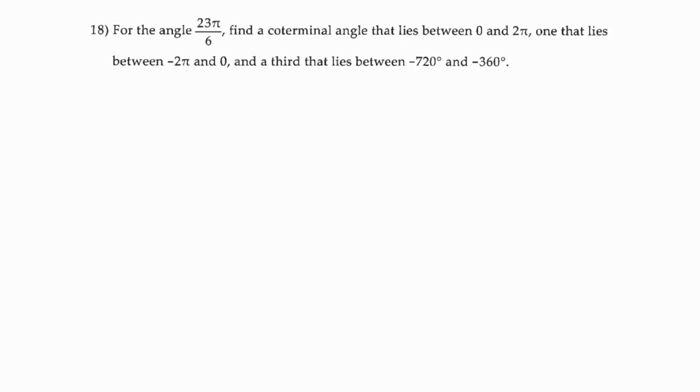The angle 23 pi over 6, find a coterminal angle that lies between 0 and 2 pi, negative 2 pi and 0, and negative 720 and 360. I'm going to rewrite 0 and 2 pi as 0 and 12 pi over 6, because the denominator we're working with here is 6, and this would be negative 12 pi over 6 and 0. So 23 pi over 6 is too big, so we can always subtract a whole circle.